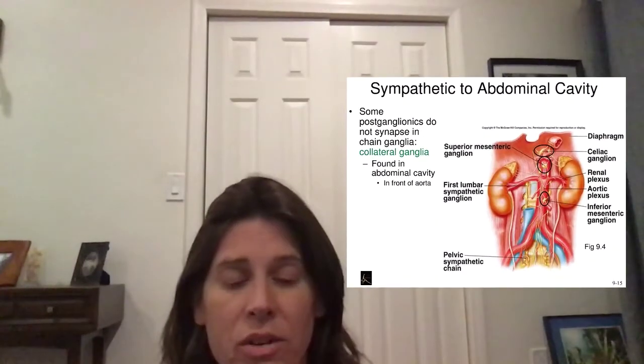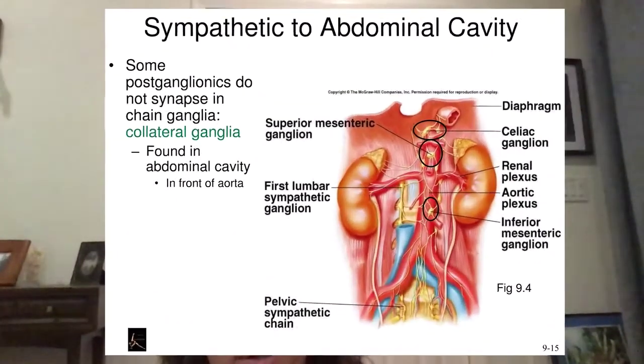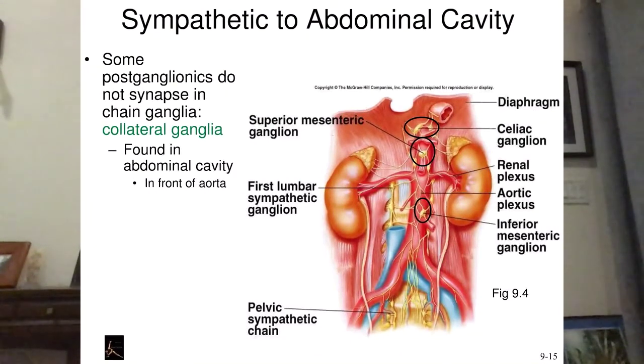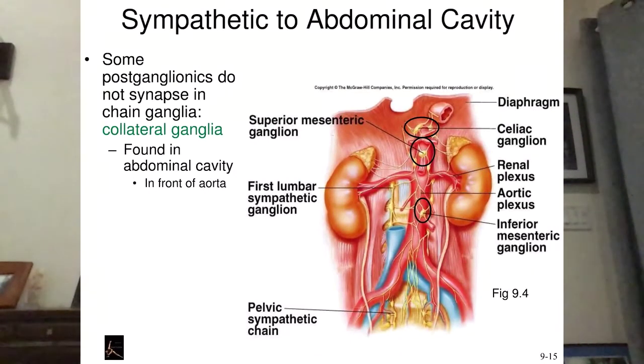Okay, so that's the thoracic cavity. What about the abdominal cavity, right? So some preganglionic fibers, oh, I just noticed that's a typo there. It should say some preganglionic fibers don't synapse in the chain ganglia. They actually synapse in the collateral ganglia.